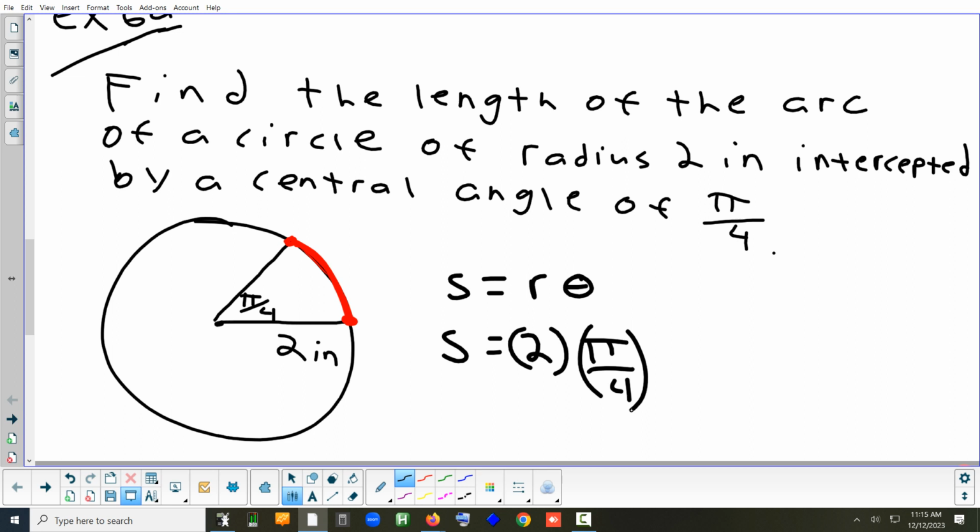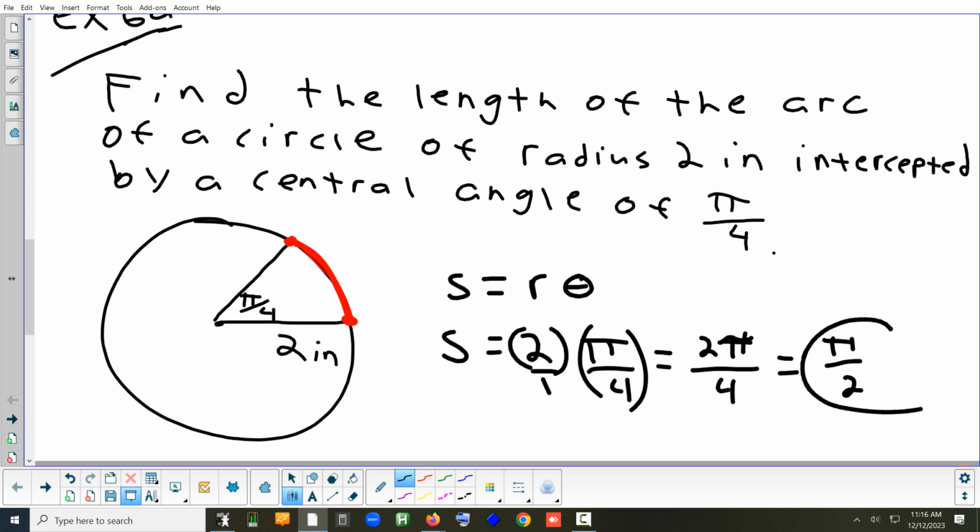If you want to think of the 2 as a fraction, you can. You just multiply straight across. So we're going to get 2 times pi over, that's pi, 1 times 4. But 2 pi over 4 reduces to what? Pi over 2. Pi over 2.